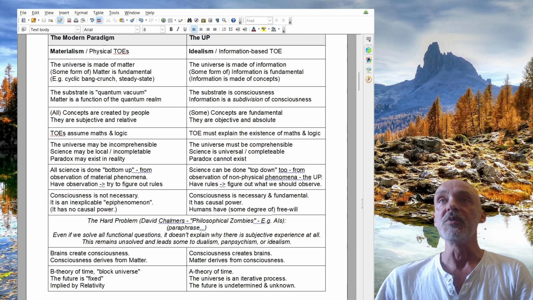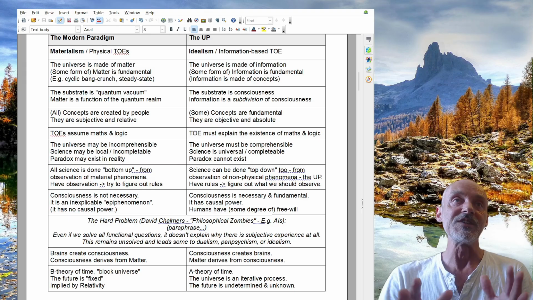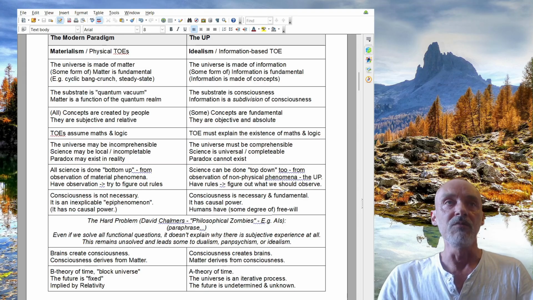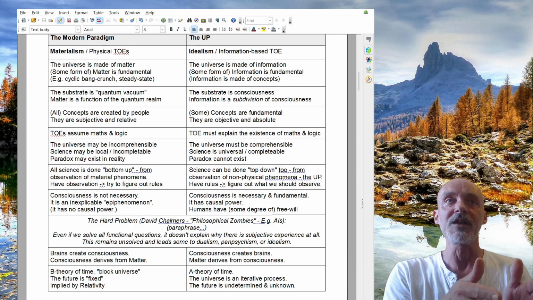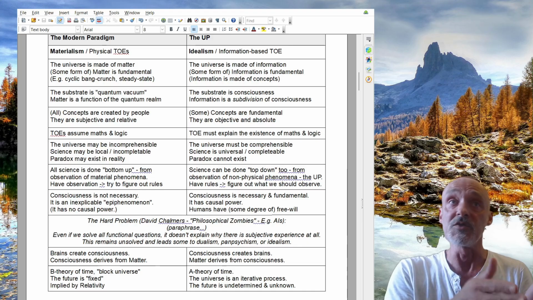The UP says that the substrate is consciousness. So everything's ultimately made of consciousness, and information is a subdivision of consciousness. So essentially, consciousness is everything, but if you zoom in on a particular bit of consciousness, that's how you get information or concept.